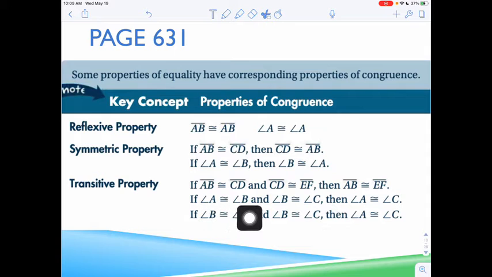If angle A is congruent to angle B and angle B is congruent to angle C, then angle A is congruent to angle C. We could also say if angle B is congruent to angle A and angle B is congruent to angle C, then angle A is congruent to angle C using both the symmetric and transitive property.